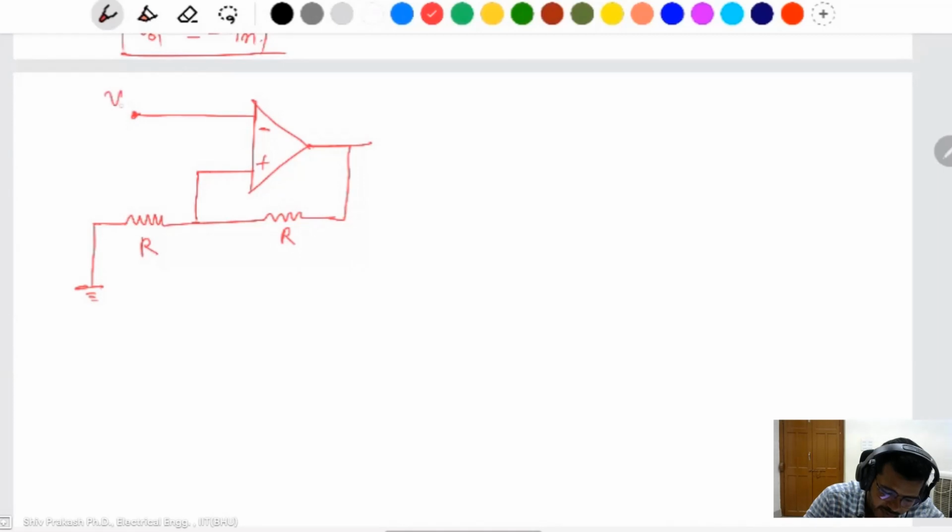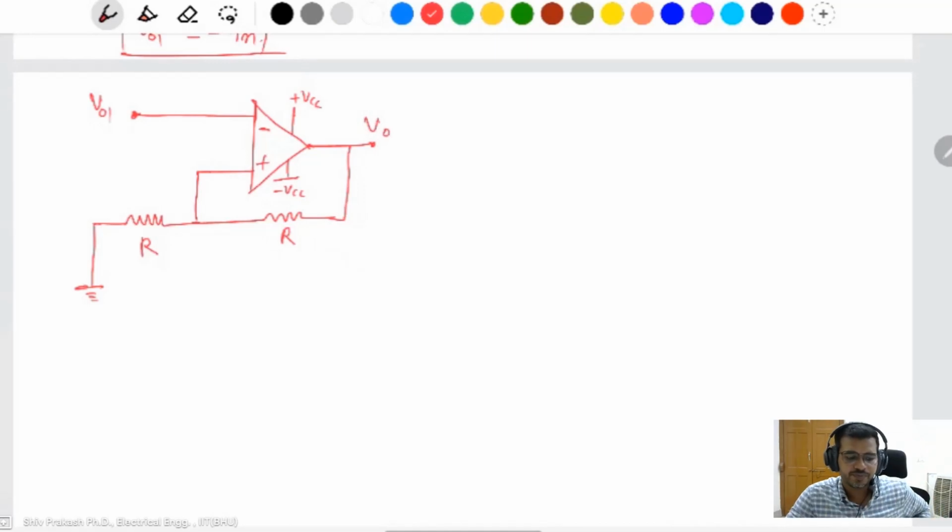So I give a V in here. Sorry, not V in, I give V not 1. This is plus VCC, this one is minus VCC. This is the output voltage, V output. I take this one voltage as V reference. What is the V reference?